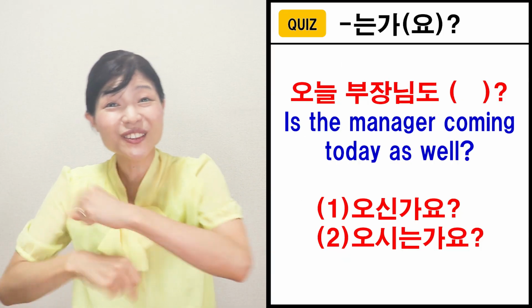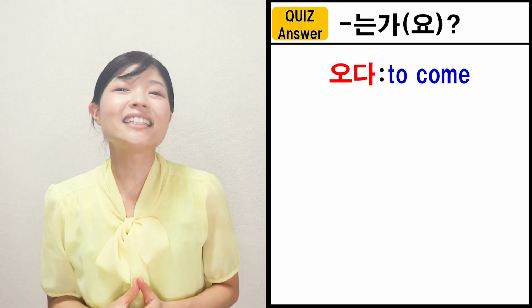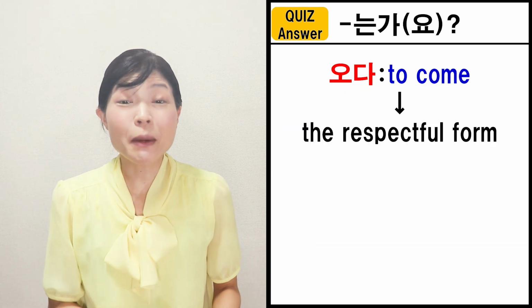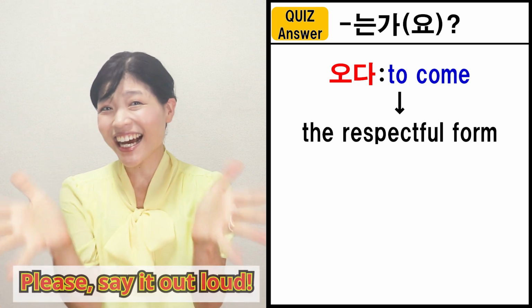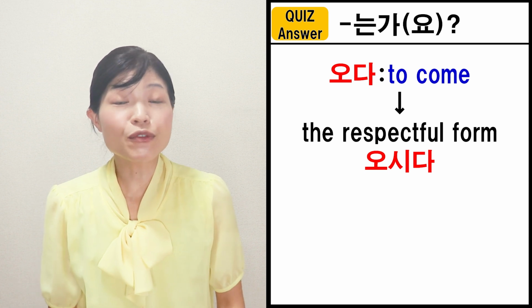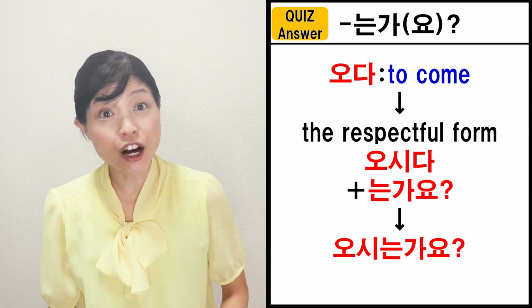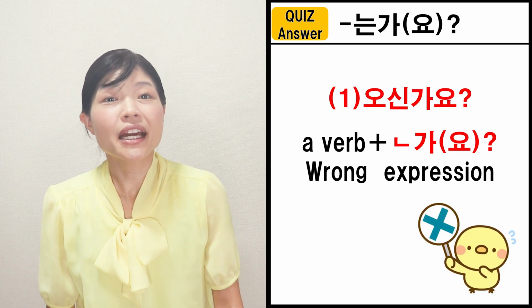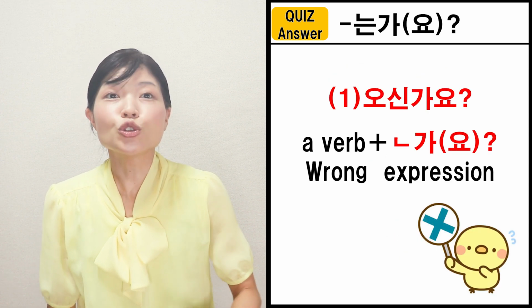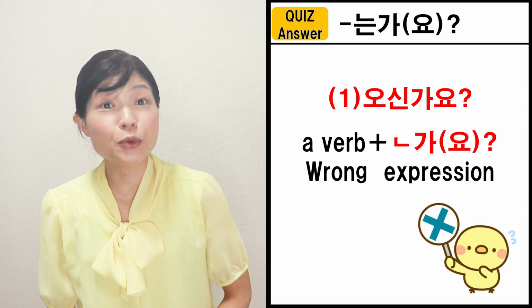The correct answer is number 2. 오다 is to come, and the respectful form is 오시다. Yes! Since this is a verb, you attach 는가요 to say 오시는가요? Number 1 is wrong because 오다 is a verb, so you shouldn't attach ㄴ가요, which is an incorrect expression.